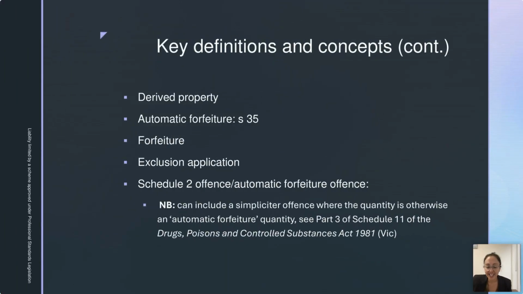I have some other definitions here that I'm going to very quickly run through because I'm already 22 minutes in and not even at the various restraining orders. But there's derived property, which is a lesser form of tainted property, but still an important concept. Automatic forfeiture, have a look at section 35. I think I'll speak about that a bit more in a second. Forfeiture, exclusion applications. In relation to exclusion applications, I understand my colleague Eli Fryer will be speaking in a few weeks about exclusion applications as part of Doogs' series. So listen out for that.